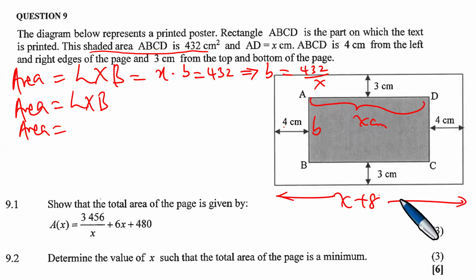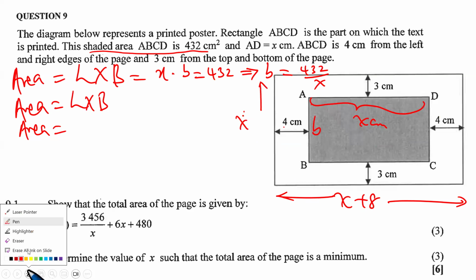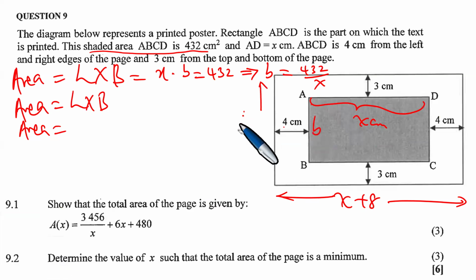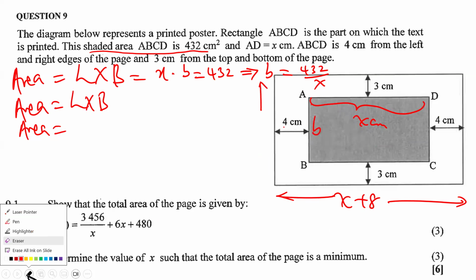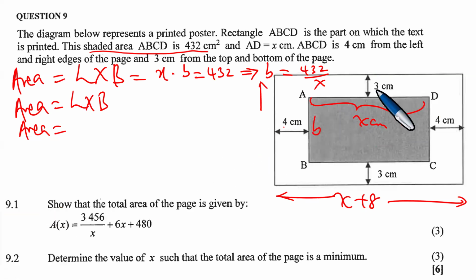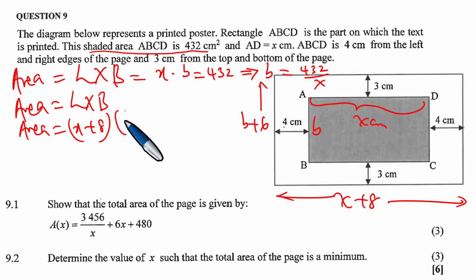X plus 8. And then in the end, we have 3, which is 6, which is like B plus 6. Because this one is B for breadth, the breadth of the printed part that is text on it. But you also have 3 here, which is actually B plus 6. Now, the length therefore becomes X plus 8, and the breadth becomes exactly B plus 6. Pay particular attention to these.